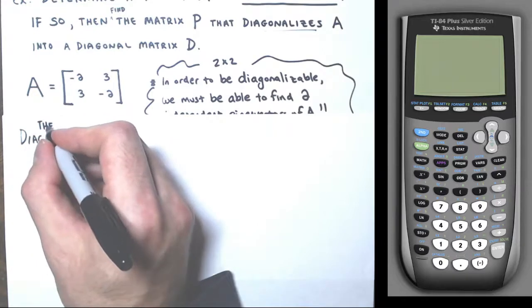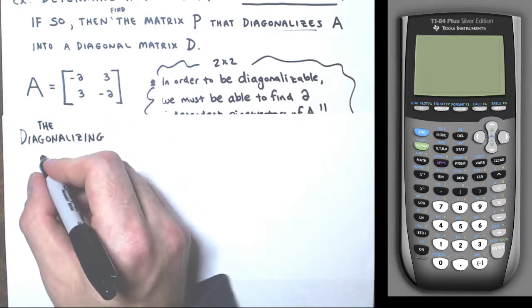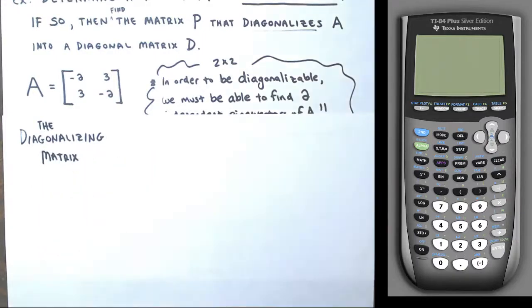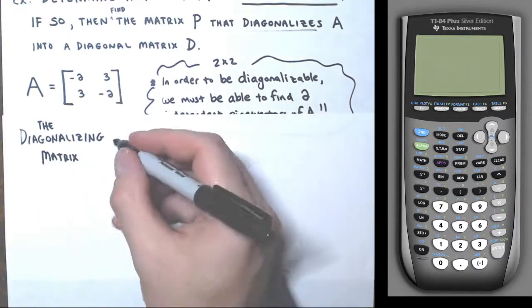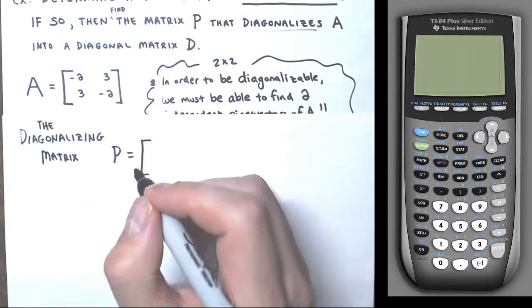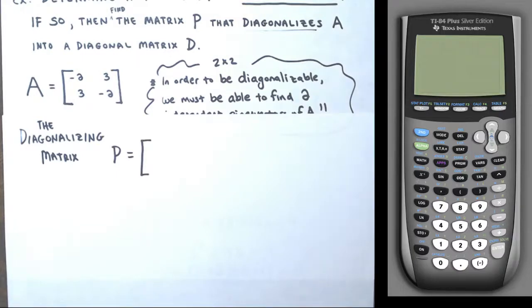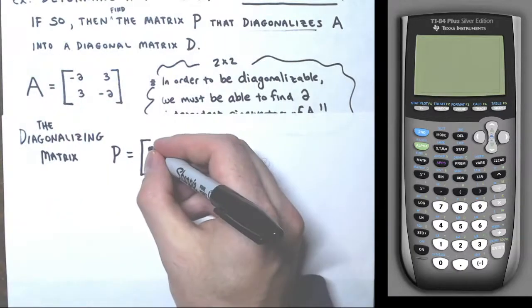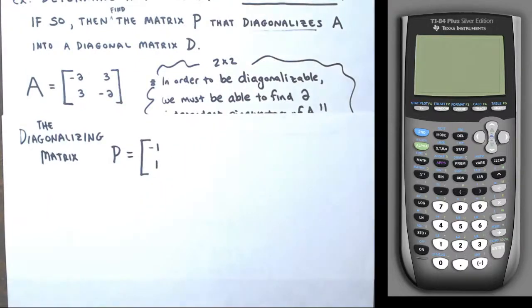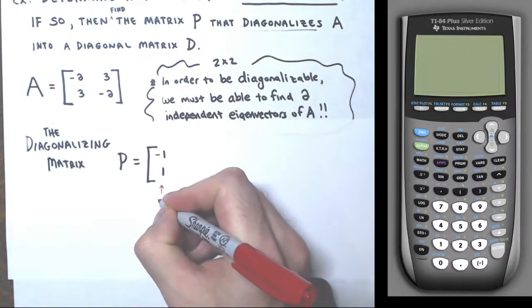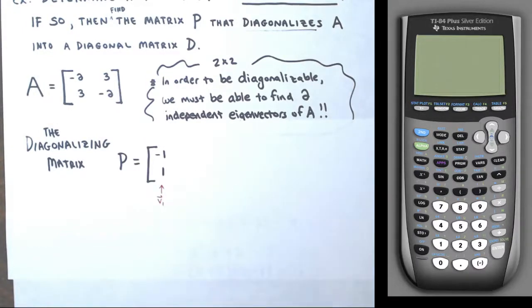I guess I should say a diagonalizing matrix, because you could put these eigenvectors in whatever order you wish. You just have to pay attention to what order you're putting them in. So it's going to be a 2 by 2, where my first eigenvector I found, corresponding to -5, is -1, 1. This is like that V1, my first of the two independent eigenvectors.